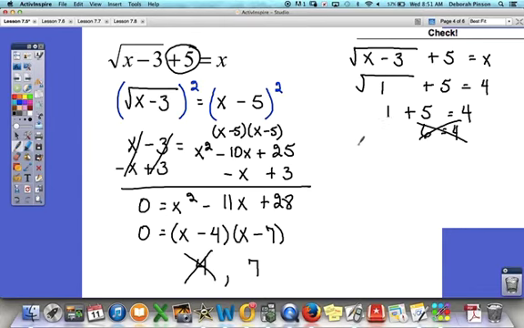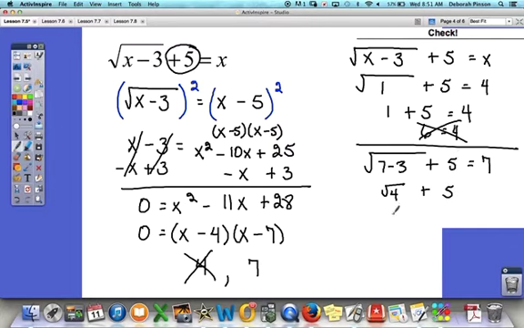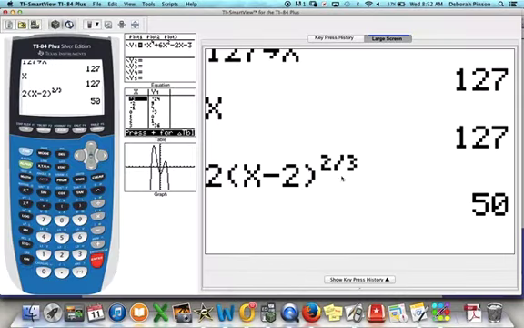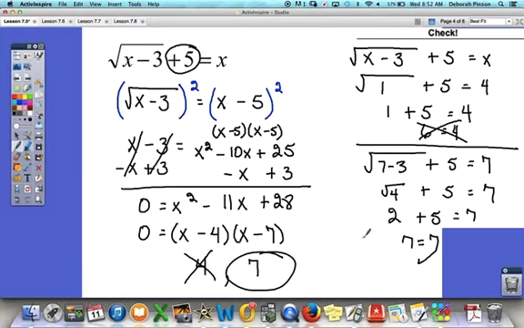And then I'll check 7. So I'll have 7 minus 3, so 4, plus 5 equals 7. So square root of 4 is 2. This one looks good because 7 equals 7. So that's a good answer, 4's not. Now you could also have checked it in your calculator like we did the last one. Either way is fine. You can check it by hand, you can check it in your calculator.